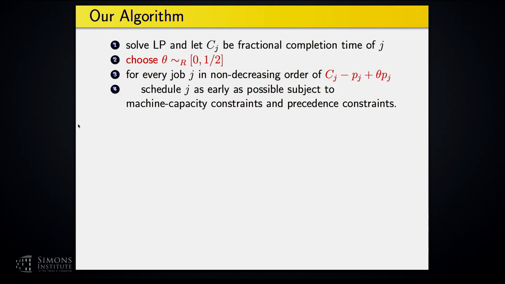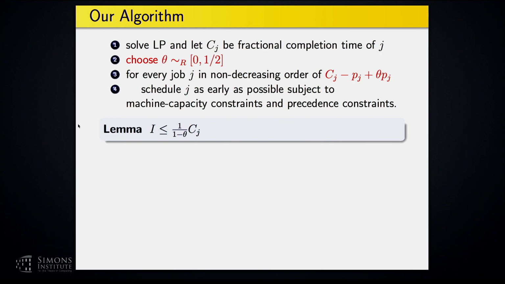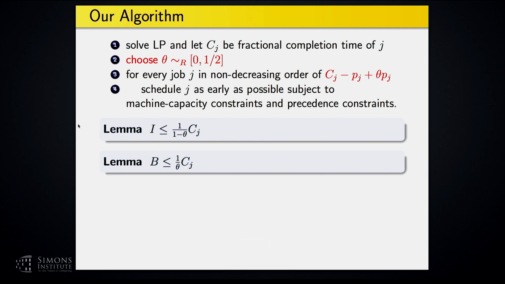Okay, so here comes our modification of the algorithm. We choose theta randomly between 0 and half, and I schedule jobs in this order: Cj minus Pj plus theta Pj. That's a theta fraction from the beginning of the starting time for J. Again, we break into 2 parts. For idle time slots, we can show the upper bound 1 over 1 minus theta times Cj. So this improves over 1 over 2. But for busy time, we can only get 1 over theta times Cj. So if you take the worst case, theta is half, and you will only get 4.